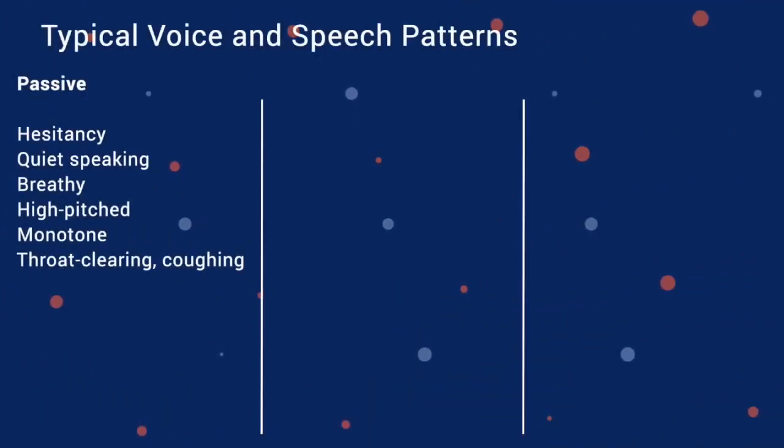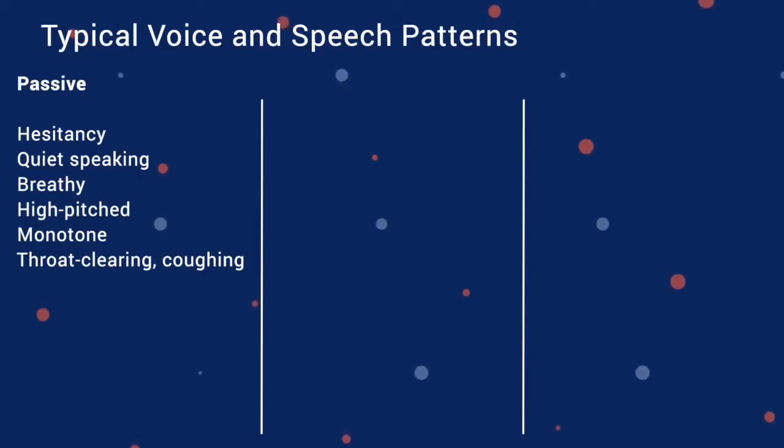So what about the way we use our voice and our speech patterns? Well, not surprisingly, passive behavior is betrayed by hesitancy and quiet speaking. Often it can be breathy and even high-pitched, because when we run out of breath, our voice rises to its higher registers. It can also be quite monotone, because there's not a lot of energy or enthusiasm behind someone who is being passive at that time. And also, you might get a lot of throat clearing because the voice dries up when you're nervous.